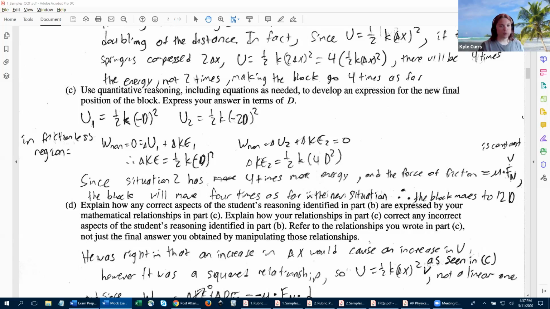So again, first point is we essentially want to say that the new spring potential energy, or that in the new case, needs to be 4 times greater. Second point, we need to somehow indicate that the friction force is the same in both cases. And in that third point, we need to somehow equate that the energy that's initially stored in the spring, or the energy of the block as it leaves the spring, is equal to the energy that's dissipated by friction.